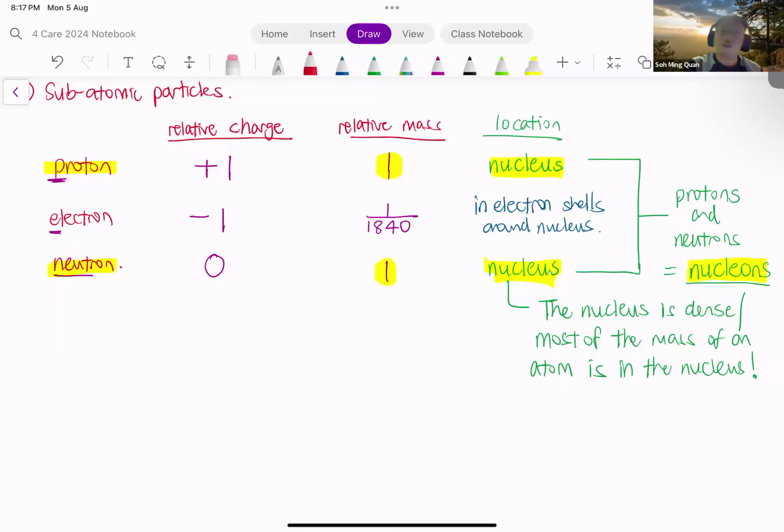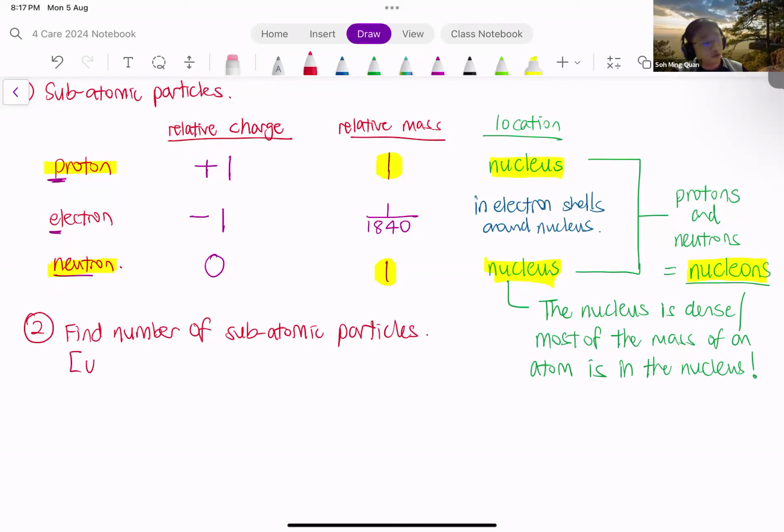Okay, so let's continue with the next section, where we will make use of a periodic table to find the number of subatomic particles. Remember, to find the number of subatomic particles, we need to use the periodic table. So for those who are tuning in for this lesson, please ensure that you have a periodic table with you.